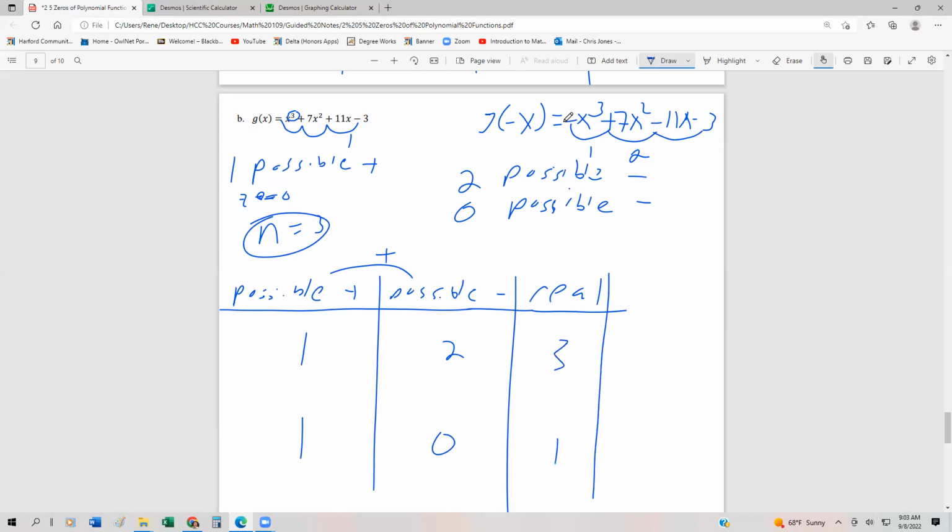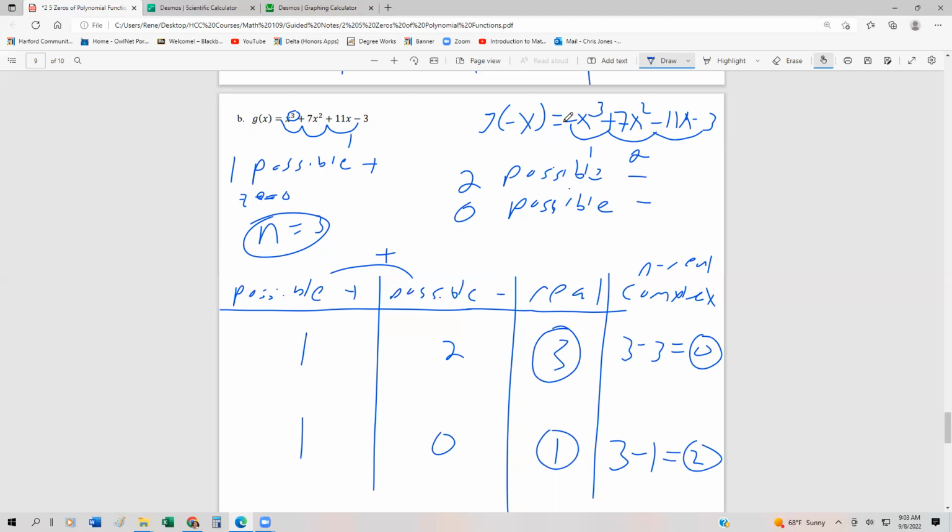And then for the complex, it's going to be n minus real. So in this case, it would be 3 minus 3, or 0. So there's either 3 real and 0 complex, or 3 minus 1 is 2, which means that there is 1 real and 2 complex.